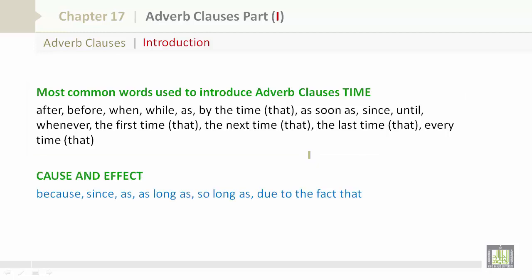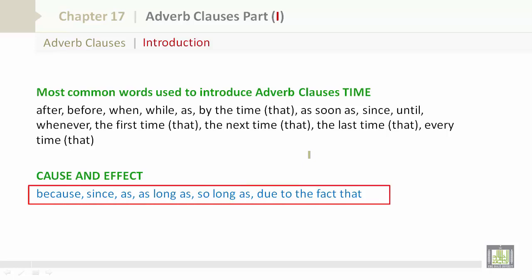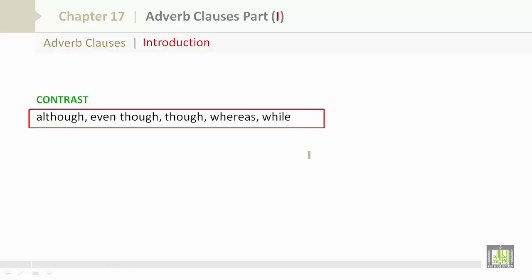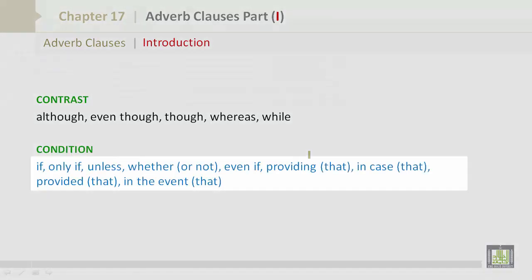Cause and effect. Here are the example words: because, since, as long as, so long as, due to the fact that. Continuing on to contrast, you would use although, even though, whereas, and while. Now with condition, you would use if, only if, unless, whether or not, even if, providing that, in case that, provided that, in the event that.